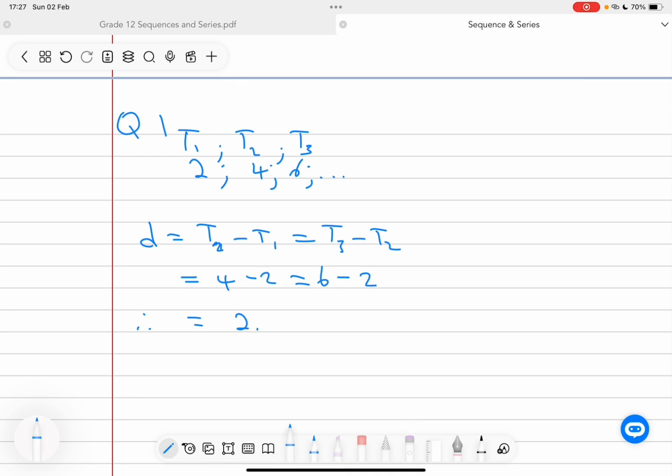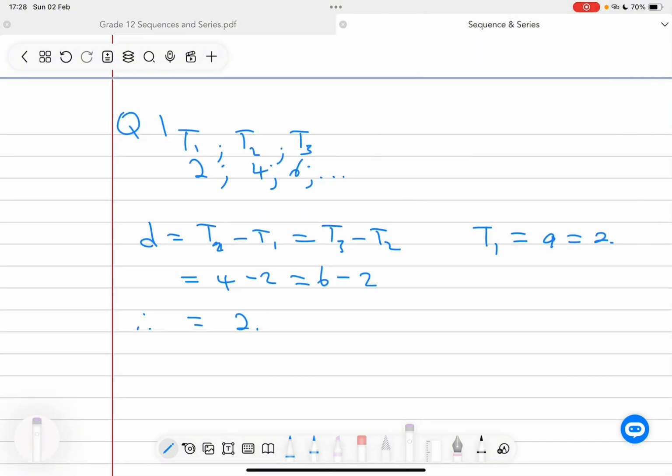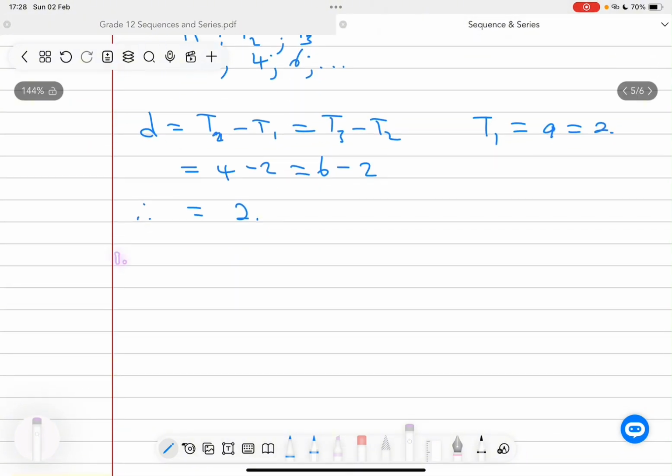And we can see in this sequence that our first term T1 is equal to A. Remember, we defined the first term to be A, and in this case it is indeed given as a 2. Now we have considered the sequence, we are ready to answer questions. Question 1 says determine the general term of the sequence. So this means we are looking for the nth term of the sequence.